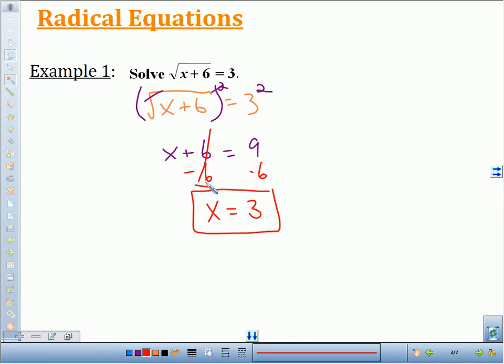Right? So again, not that much to it. There's just this one extra step of raising to a power to eliminate radicals. Other than that, it's standard solving equation stuff.